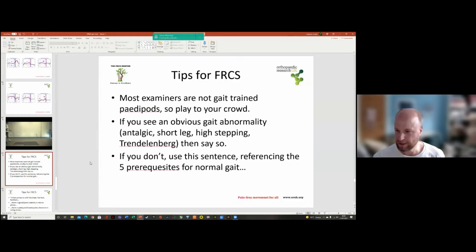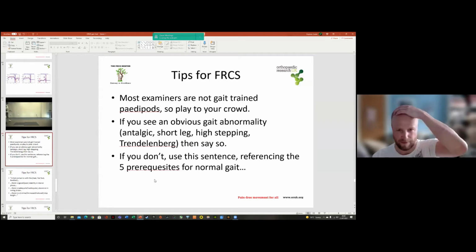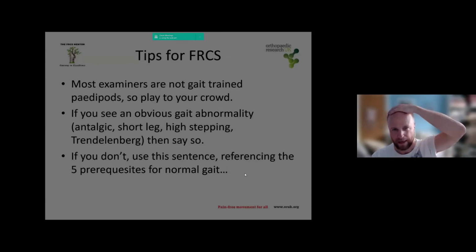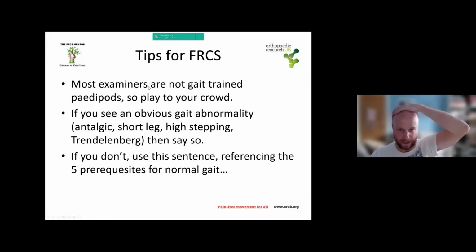Right then, just to finish off this part of the chat, I've got just a few tips for the FRCS. Most examiners are not gait lab trained paediatric orthopaedic surgeons who treat kids with CP. Most will be a foot and ankle surgeon or a knee surgeon or a hip surgeon. So you do have to play a little bit to your crowd. If you see an obvious gait abnormality, then just say so. If you see a Trendelenburg gait or an antalgic gait or a short leg gait or a high stepping gait, all the classical gaits, just say so.